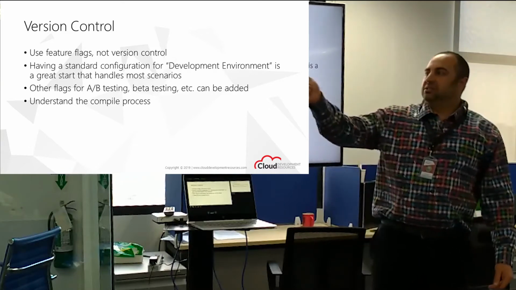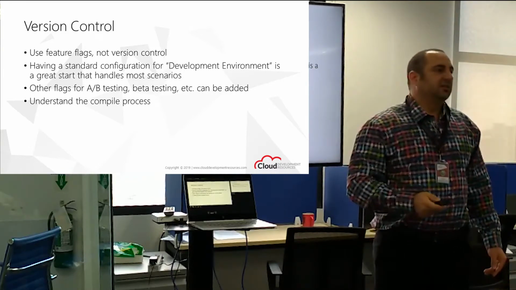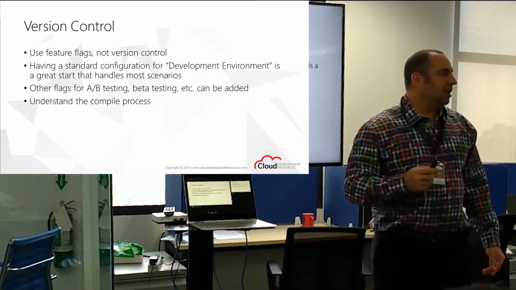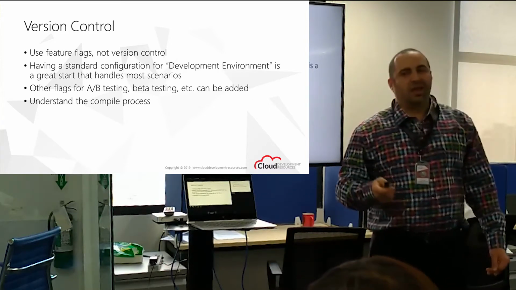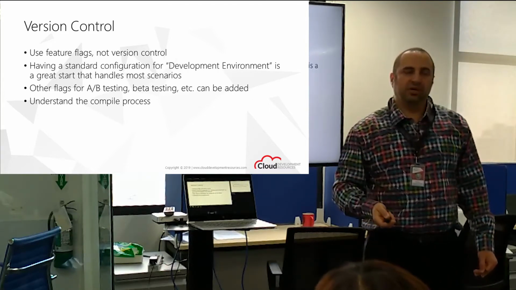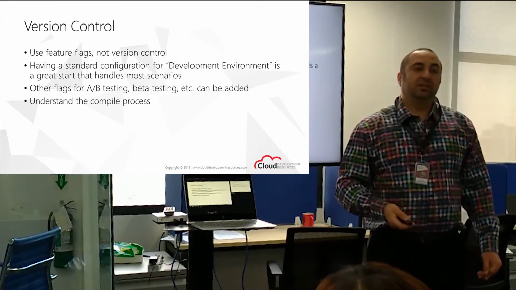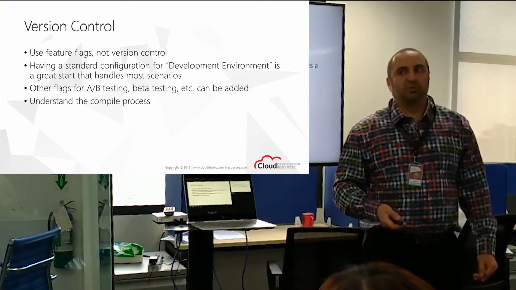So OutSystems tells us use feature flags. So if you're writing a big piece of code that's going to cover more than one sprint, and I know that we try to not write code that covers more than one sprint, the reality is that sometimes we write code that covers more than one sprint.